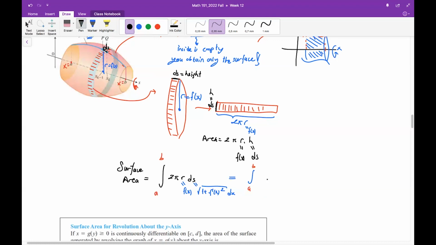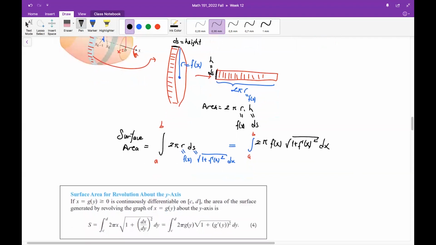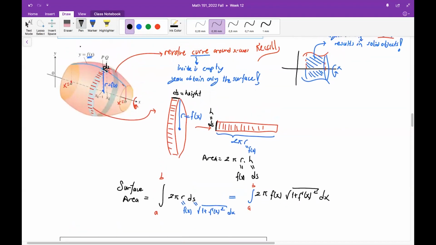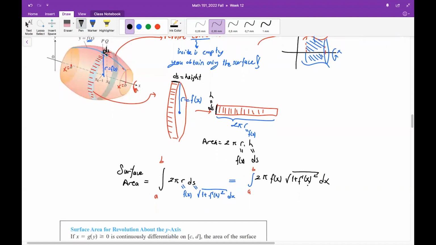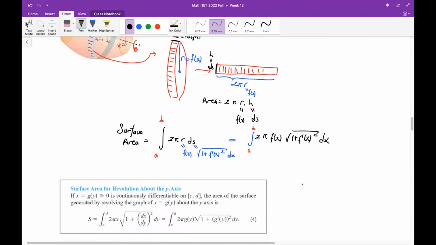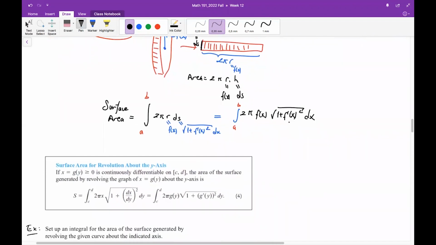2 pi f of x, times the square root of 1 plus f prime of x squared, dx. So this is an integral with respect to dx now, and as long as you know the formula for your curve, you can just insert it here, the derivative is inserted here, and then you will try to compute this definite integral. And I also want to remind you that this can be written also in this form.